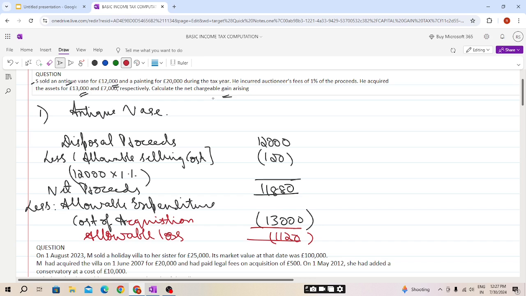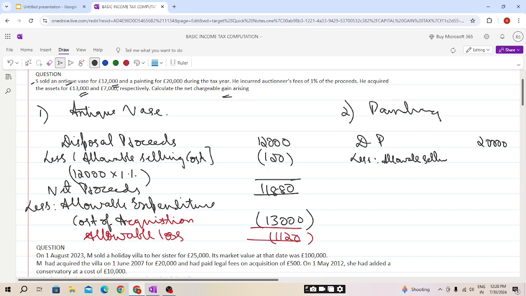But we need to calculate the net chargeable gains. But students, we have another asset. So first we need to calculate the chargeable gains or allowable loss for each individual asset. Now coming to the second asset, which is the painting. So for the painting, the disposal proceeds, DP, I am writing the short form, but you need to write the full words in the examination, will be 200,000 pounds, less allowable selling cost. It will be 1% of the proceeds, times 1%. This will be 2,000.